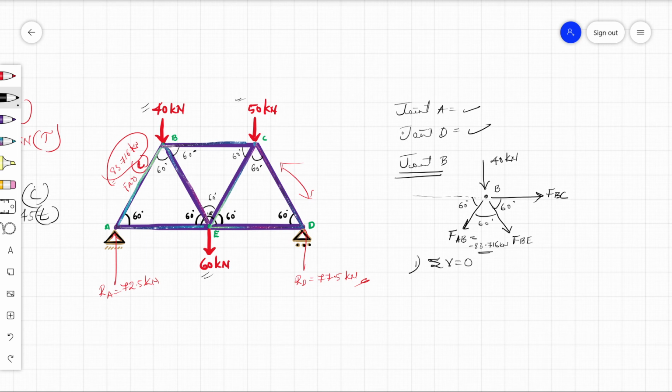So what are all the vertical forces? This is a vertical force. This is a vertical force. Its y component is vertical force, and we have taken upward force as positive. Is there any upward force? None of them are upward force actually. Everything is going downward.